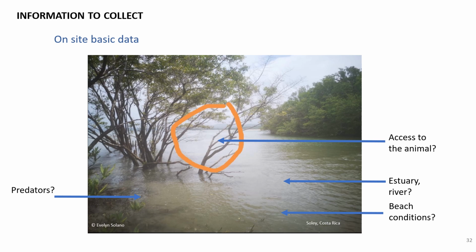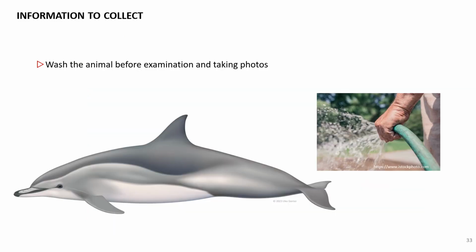This photo is real. There, in the circle, is the stranded cetacean. So we need to ask about access to the animal. Is it in a river, in an estuary? How about the beach conditions? Are there predators nearby? And this is really important. Wash the animal before examination and taking photos.